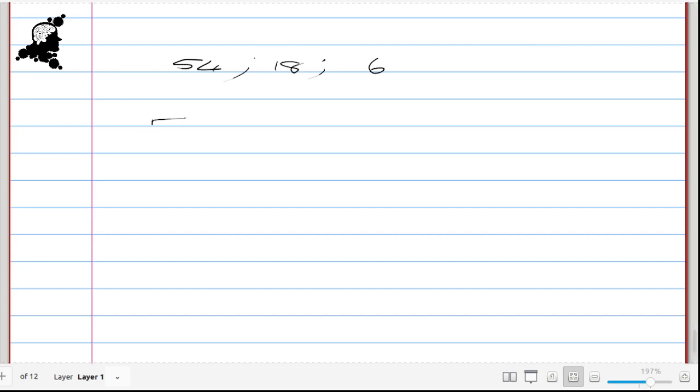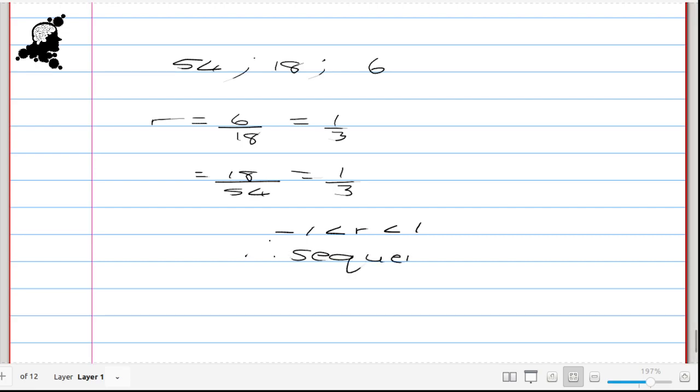Let's check. r is going to be, I can say 6 divided by 18. This gives me 1 over 3. I could have also said r is equal to 18 divided by 54. This is still going to give me 1 over 3. The value of r is between -1 and 1. Therefore, the sequence is convergent.